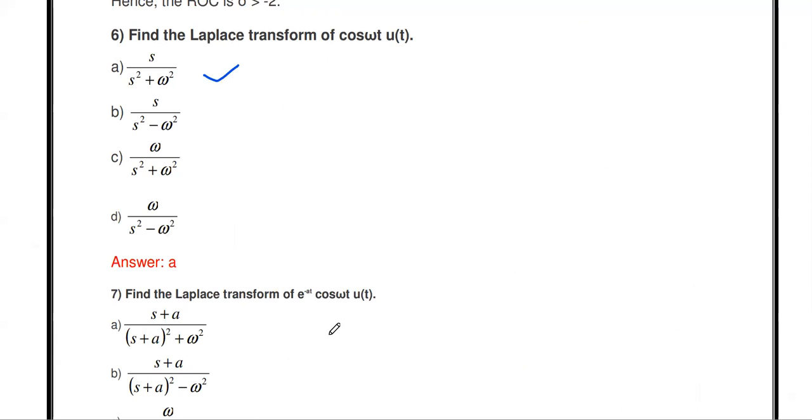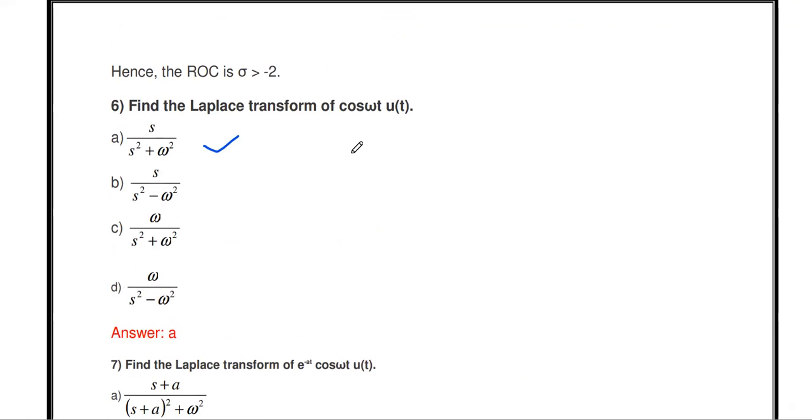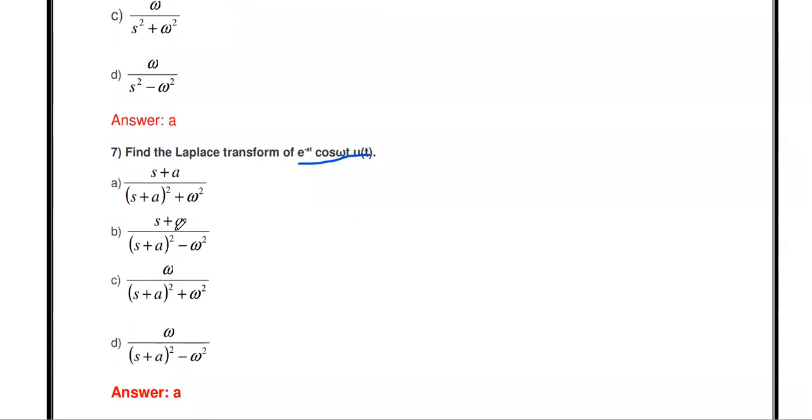Okay, similarly, find the Laplace transform of e power minus at cos omega t. This problem we also calculated. In the cos omega t Laplace transform answer, you just replace s by s plus a. Cos omega t answer is s by s squared plus omega squared. That's why the Laplace transform of e power minus at cos omega t is, you just replace s with s plus a. So s plus a by (s plus a) the whole square plus omega squared. Okay, this is the answer.